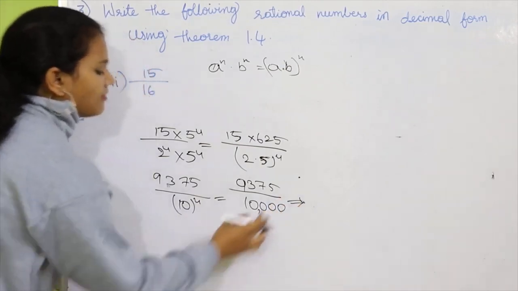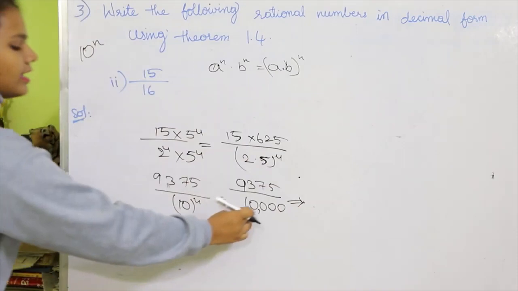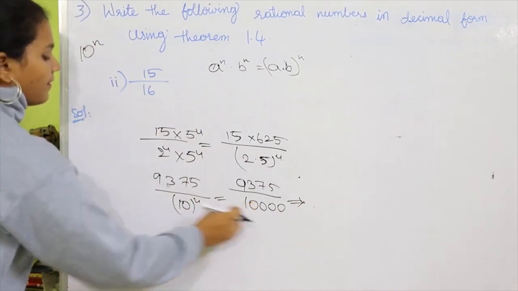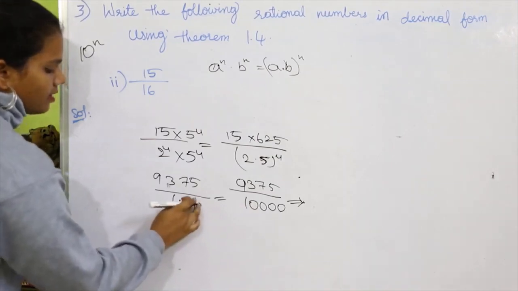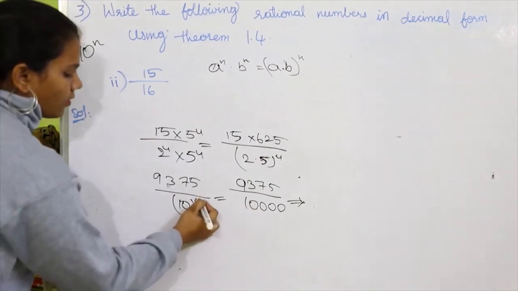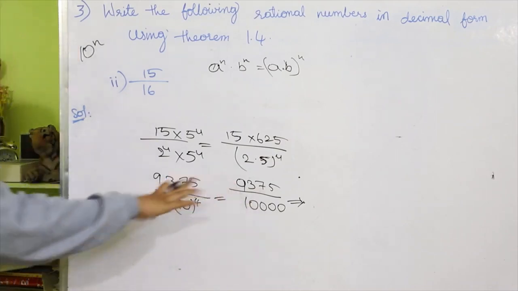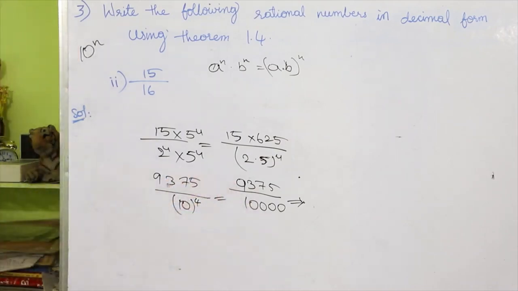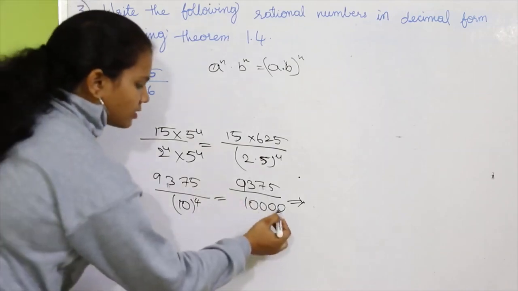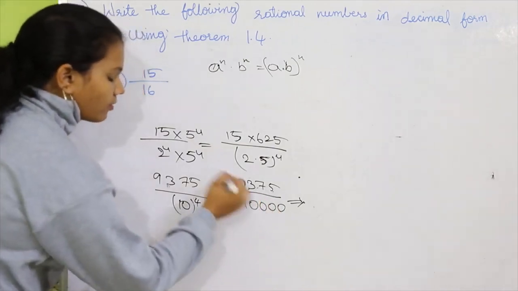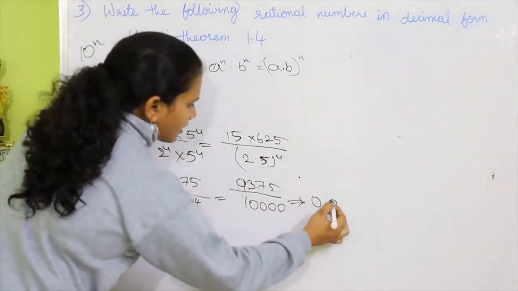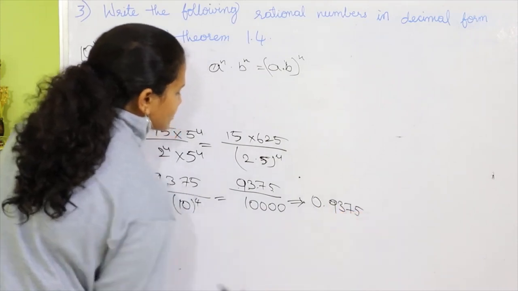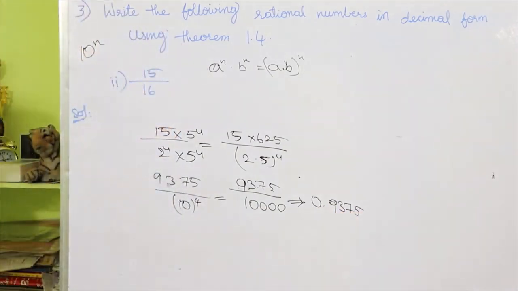9375 by 10,000. If I convert this into decimal form, here I got something like 10 power 4, which means 10,000. Now convert 9375 by 10,000 into decimal form. I have 4 zeros, 1, 2, 3, 4, so the decimal point comes after 4 numbers. This becomes 0.9375, which will be the decimal form for the given number.